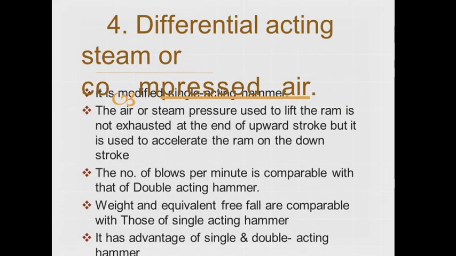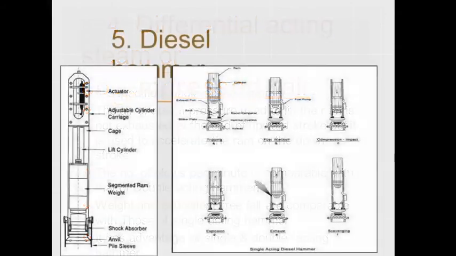Next, a differential acting hammer. This type of hammer has a piston of two different diameters, the larger one on the top and the smaller one below it. The number of blows per minute is comparable with that of the double acting hammer. Weight and equivalent free fall are comparable with those of the single acting hammer. It has the advantages of both single and double acting hammers.